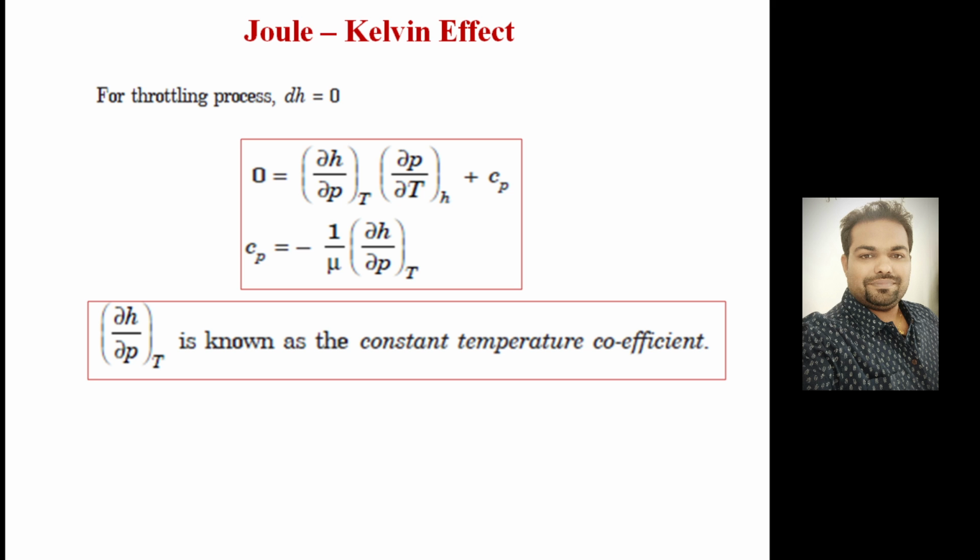It has been derived for the throttling process. They carried out a number of throttling processes, they drew it, and finally they concluded that the slope of the temperature and pressure ordinate for the throttling process will give us the Joule Kelvin coefficient.